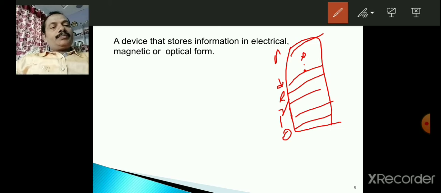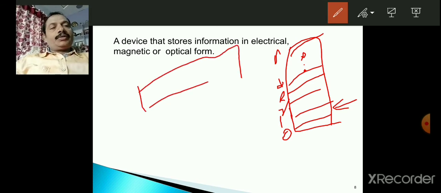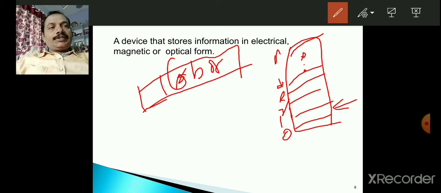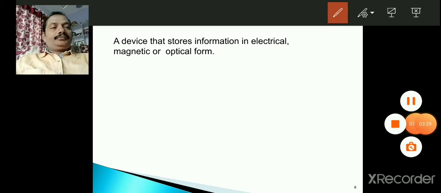For example, let us take a single memory location. If this location can store 8 bits, then you call the word length of this memory 8 bit. If it can store 16 bits, then you call it a 16 bit memory word length. Like that.